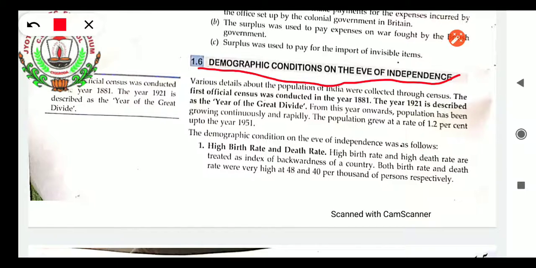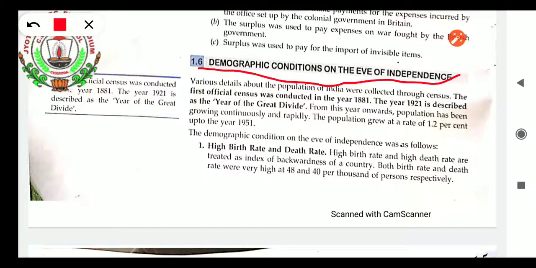Okay, the first official census was conducted in which year? In the year 1881. It means before our independence. The year 1921 is described as the year of Great Divide. From this year onwards, population has been growing continuously and rapidly. The population grew at a rate of 1.2% up to the year 1951. The demographic condition on the eve of independence was as follows.